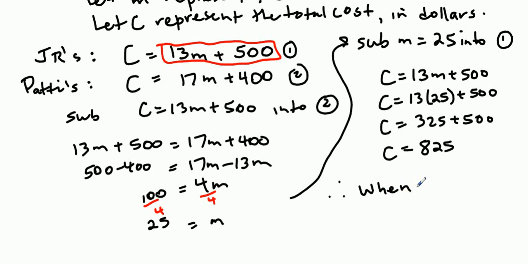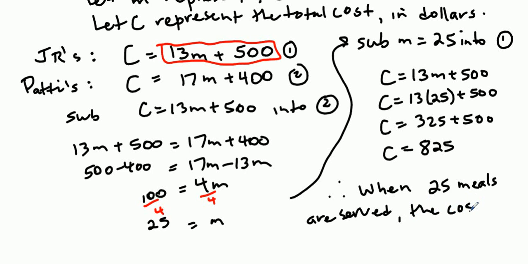So we would say, therefore, when 25 meals are served or ordered, the costs will be the same. Okay, so always make sure you go back and answer the question asked. This is not just a matter of putting the ordered pair in. Okay, we have context here. You've been doing this for a reason, because you're answering the question that's being asked of you. All right, let's go to the next one, please.